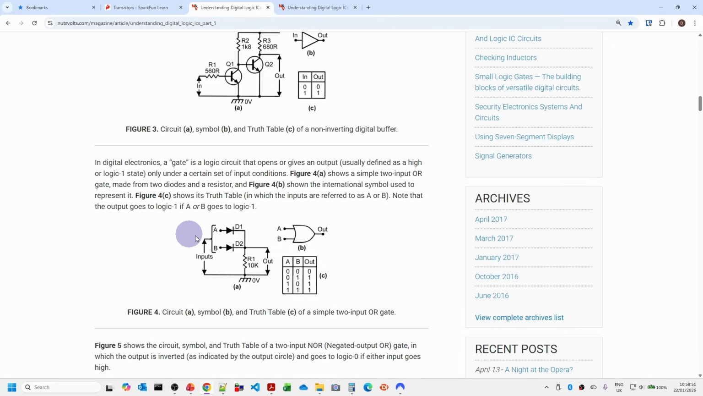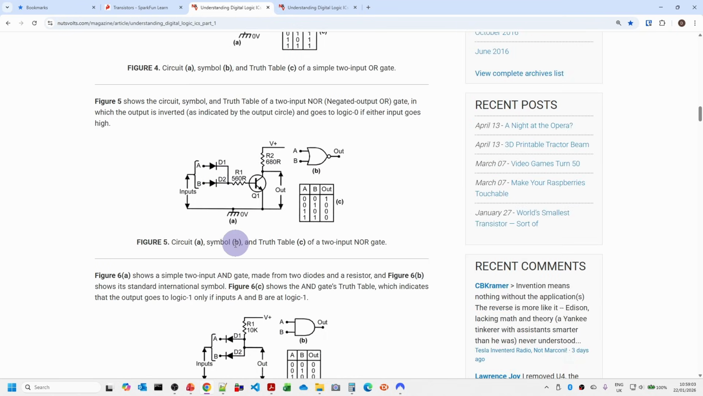Now, it's possible to make logic gates out of other components. So for example, a simple OR gate, where if either of A or B are 1, then we get a 1 coming out. So it is possible to do that with diodes. It's also possible to do this with diodes and a transistor. So in fact, this is actually a NOR gate. So we've got an OR from the diodes and then an inverted operation from the transistor.